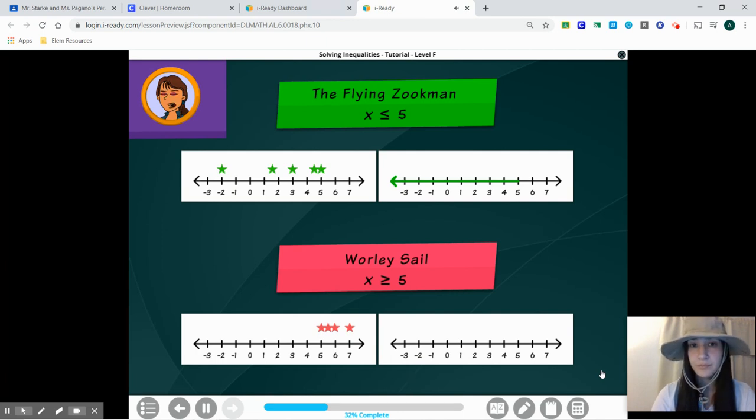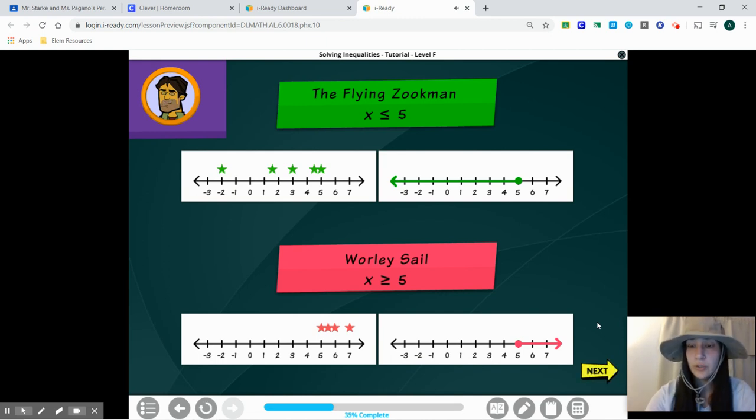And the numbers get smaller as you go to the left. Right, and look at the arrow. It's pointing to the left, so we will use an arrow to show that we point to the left. Opposite is true for the Whirly Sail, so we can use a right arrow, pointing to the right. We want values greater than or equal to 5.